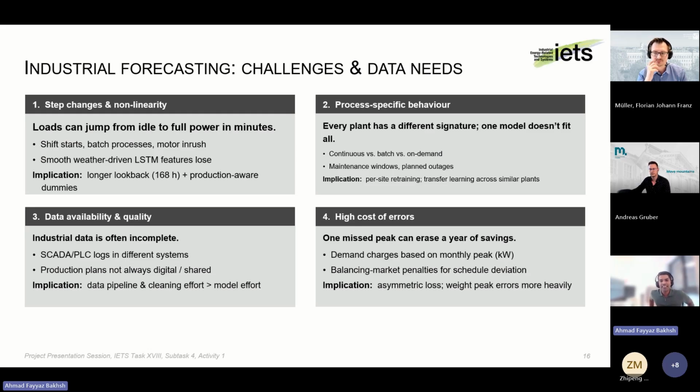One missed peak can destroy our year of saving. We also need good data cleaning and improving the data. Sometimes we don't have data as good as when it comes to residual load. So data augmentation and data cleaning have more power here. So I try to be as quick as possible.